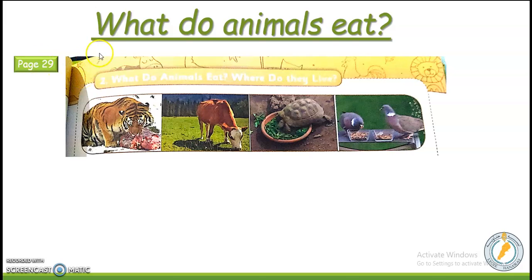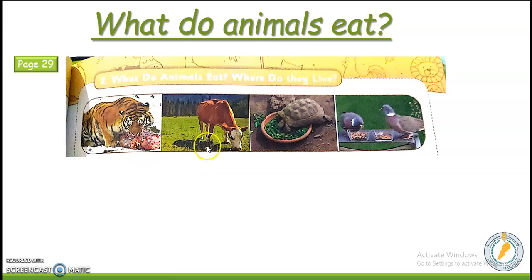The question was, what do animals eat? From these pictures, we discovered that some animals eat meat, like the tiger here. Other animals eat herbs, like the cow and the turtle. They are eating herbs, we call them herbs. They are grass or plants. And some birds, like the pigeon or other birds, they eat seeds. Okay, so we have meat, herbs, and seeds. But the two main types are the meat and the herbs.